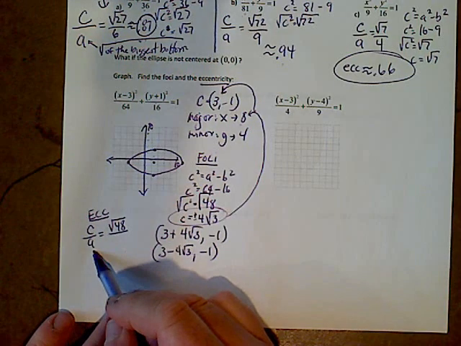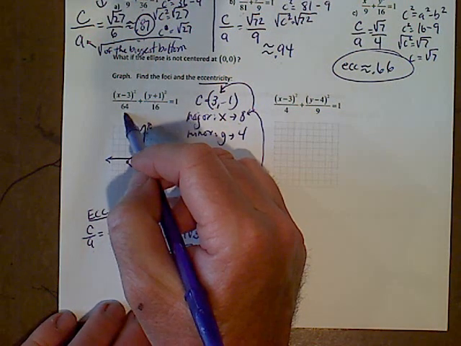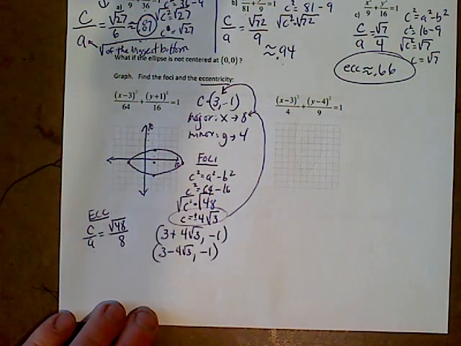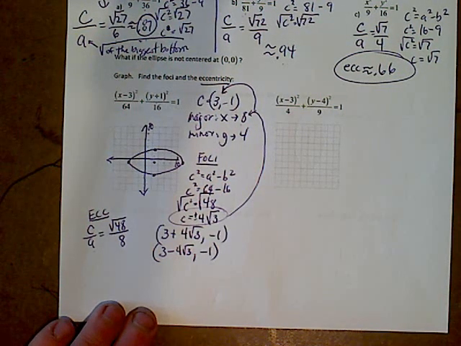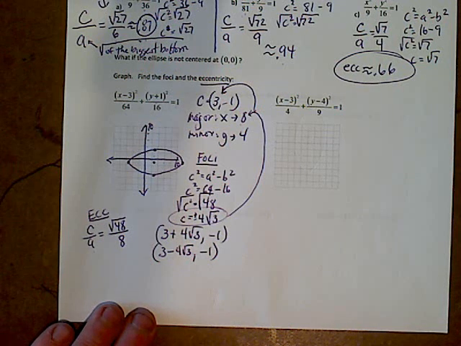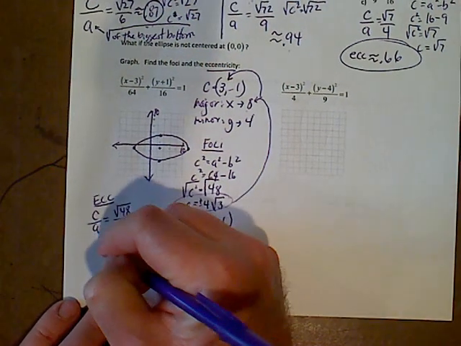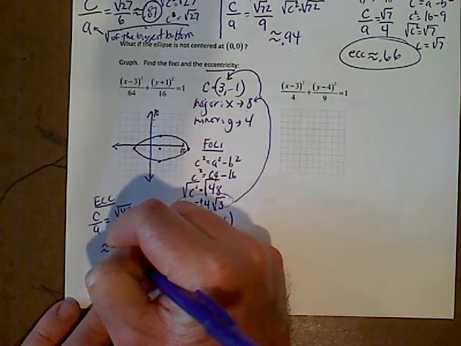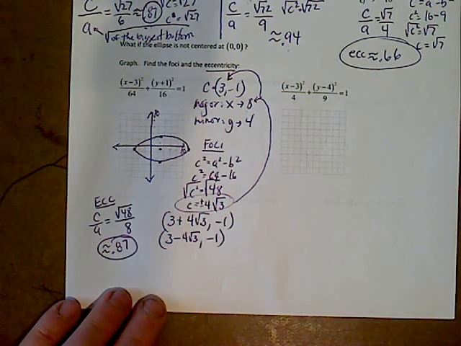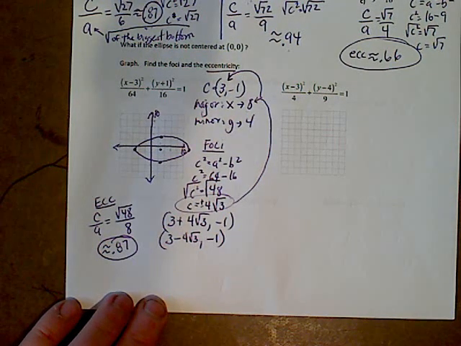Over a is the square root of the largest bottom. The largest bottom is 64. The square root of 64 is 8. So we're going to do square root of 48. This is done on a calculator, of course. And divide it by 8. That decimal comes out to approximately 0.87. So 0.87 is the eccentricity. Again, that determines the flatness of the ellipse.